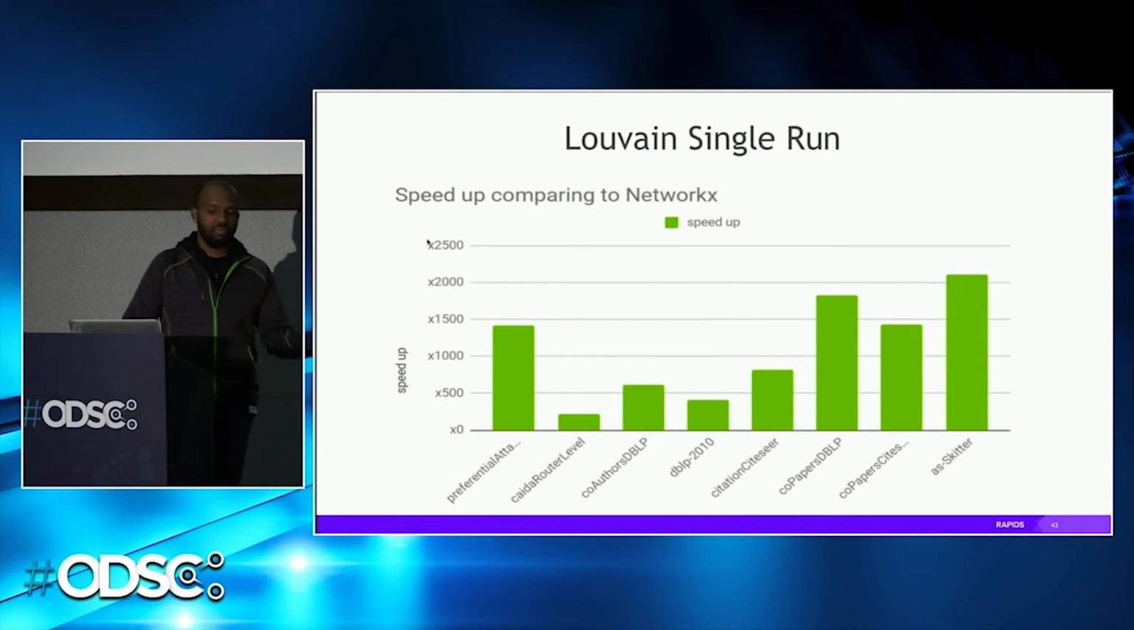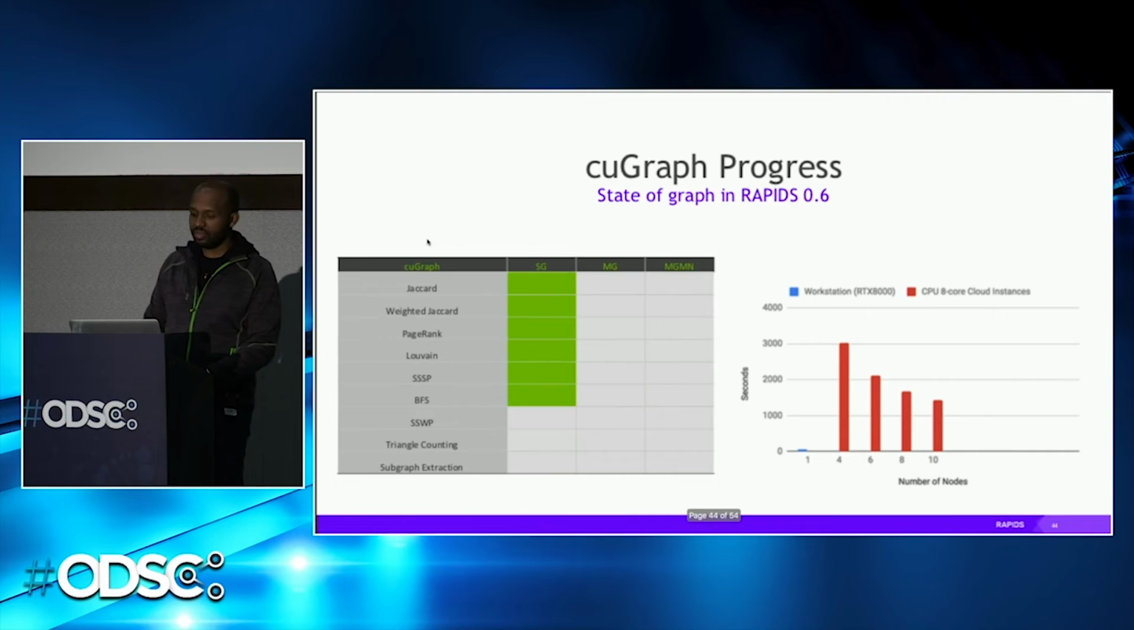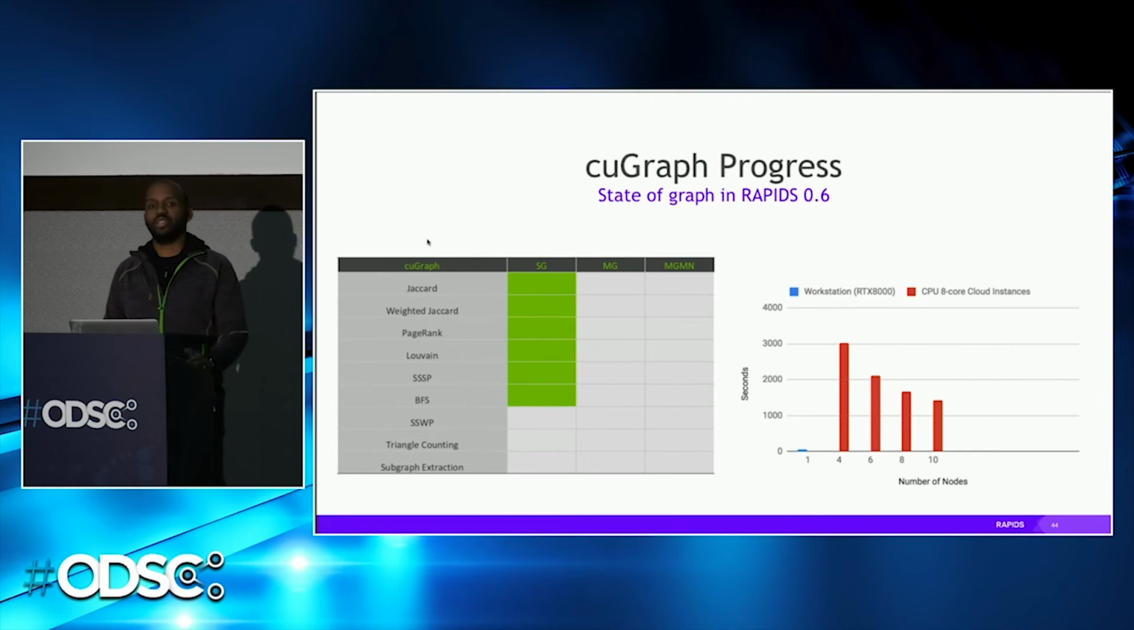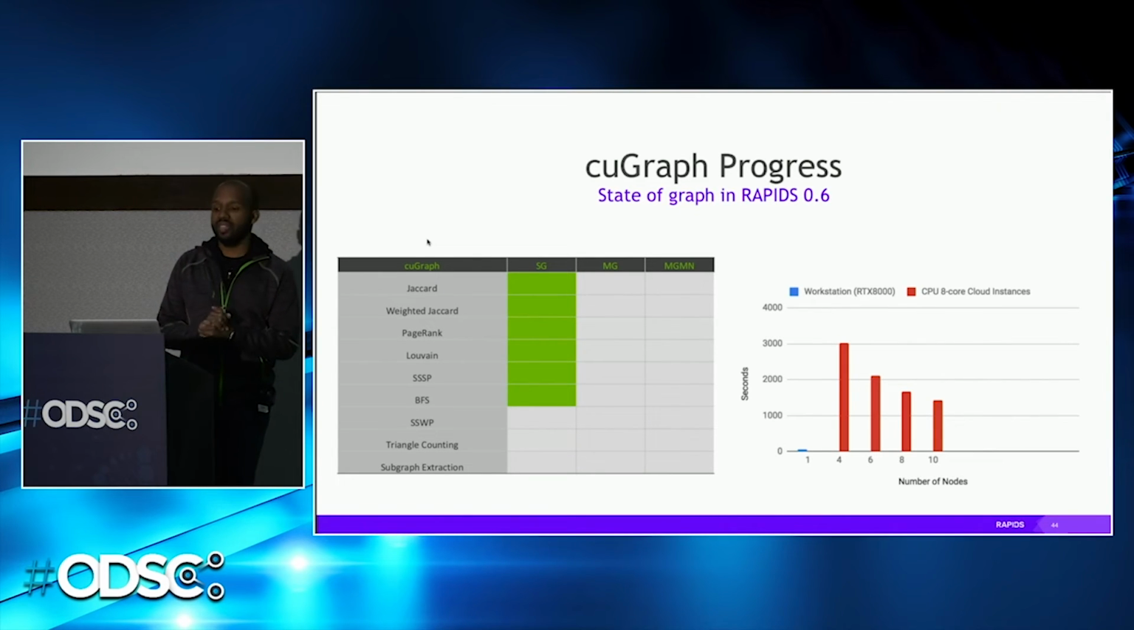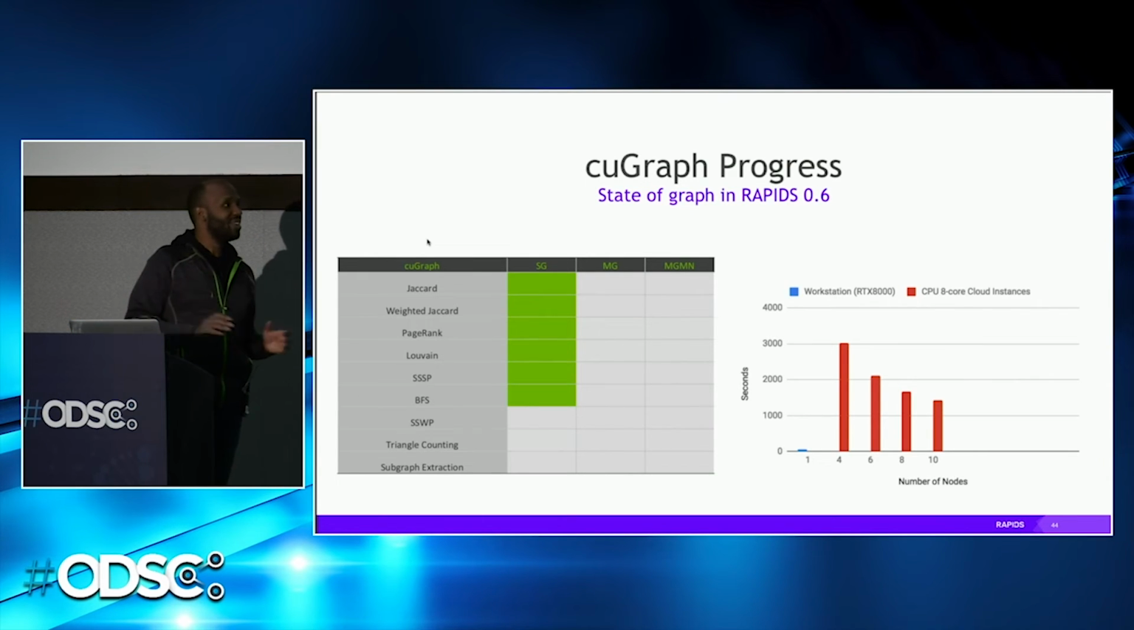NetworkX, cuGraph. We see this 1,000x improvement. That's really exciting. But then I know what people are thinking. They're like, great, you're comparing it to a pure Python library. What about comparing it to something like GraphX? And so this is one of the coolest things.